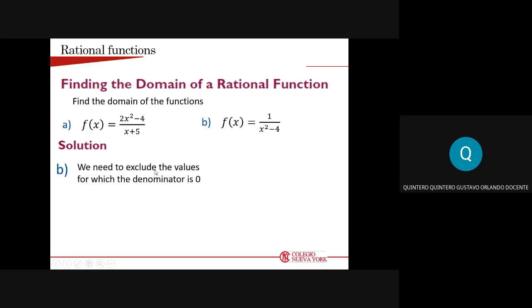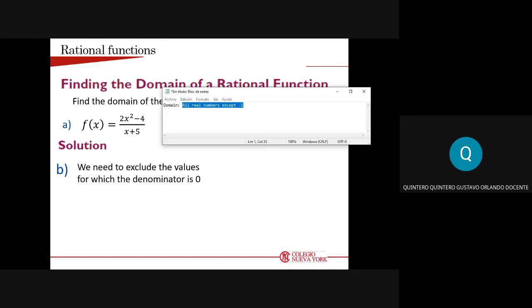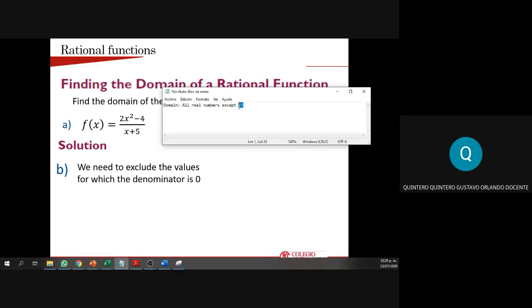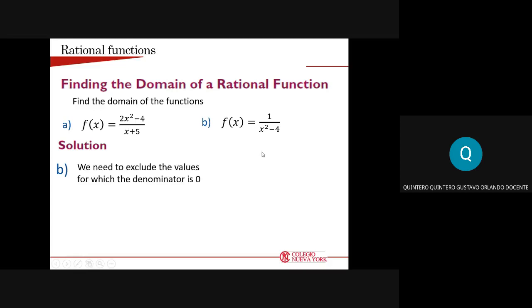Again, we need to exclude the values for which the denominator is 0. Again, we know the domain is all the real numbers with a couple of exceptions. We just don't know what the exceptions are. So we need to find those. Find the values that we are going to exclude, the exceptions, right? And how do we find those values? Well, we're going to take the denominator and equal it to 0.